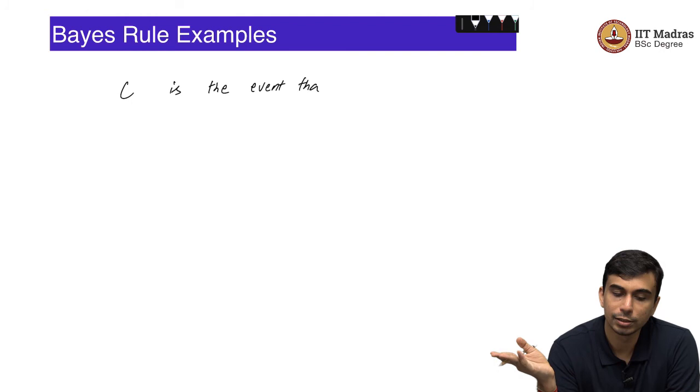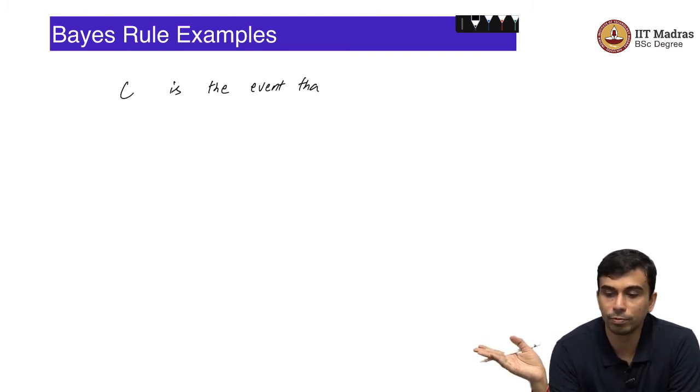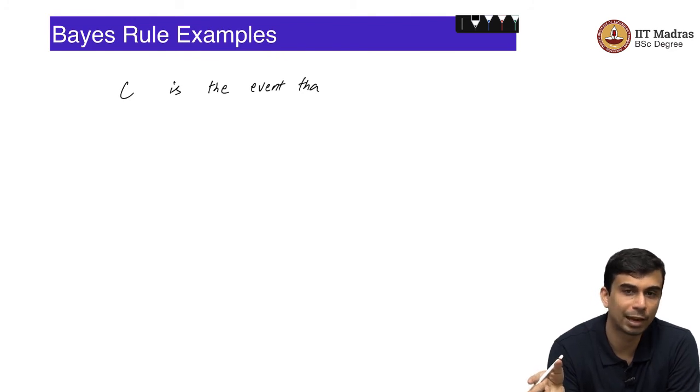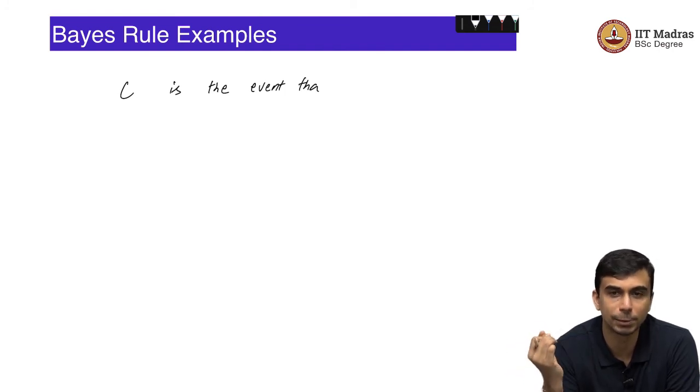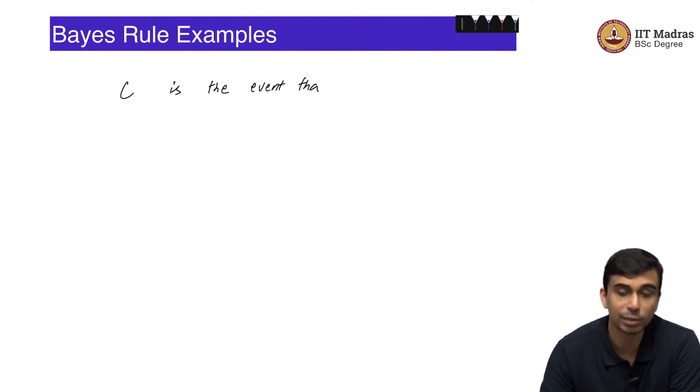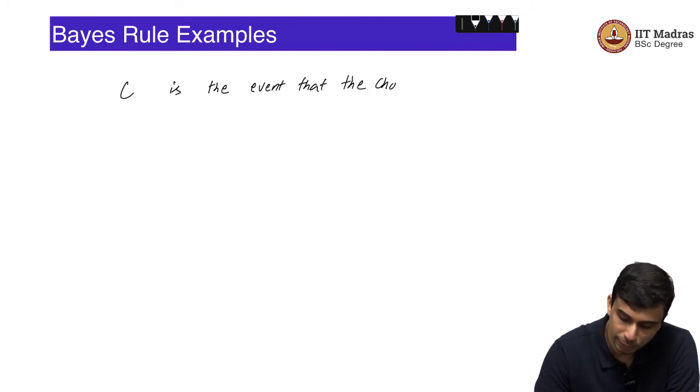So what's the sample space here? Well, potentially you can have any number of people that can have COVID or not, and based on that the test can be either positive or negative. So it's quite a complex sample space and sigma algebra, but we will not really be bothering about that, because we don't need to explicitly write down the sample space and the sigma algebra. We'll just give the probabilities of the events that we are interested in. C is the event that the chosen person has COVID.